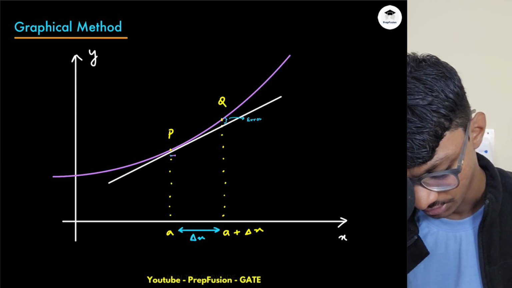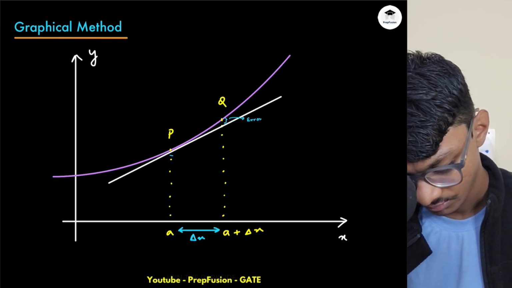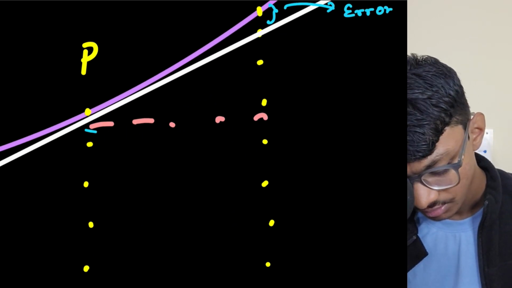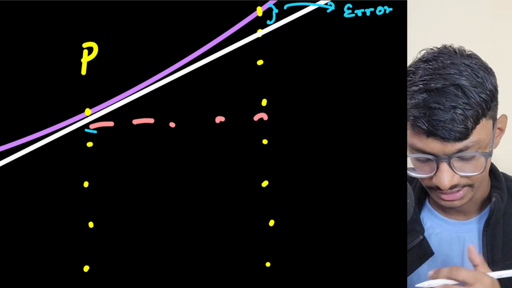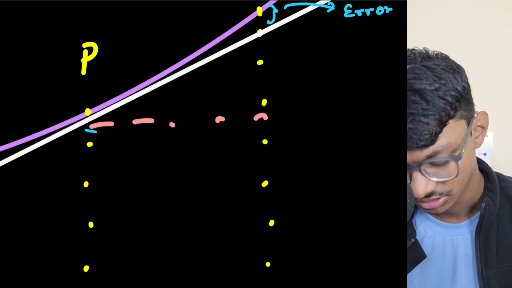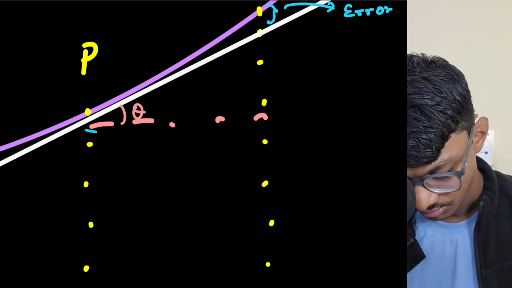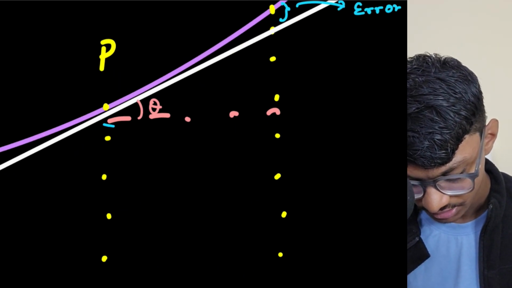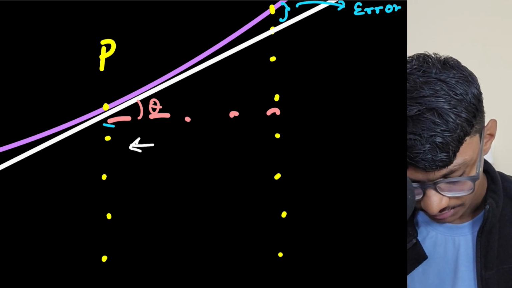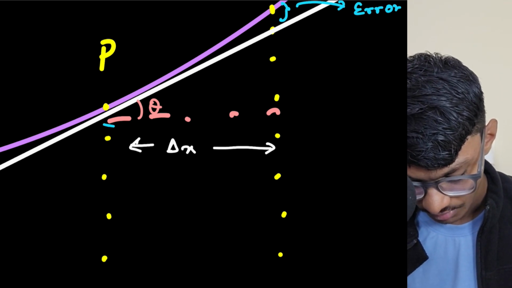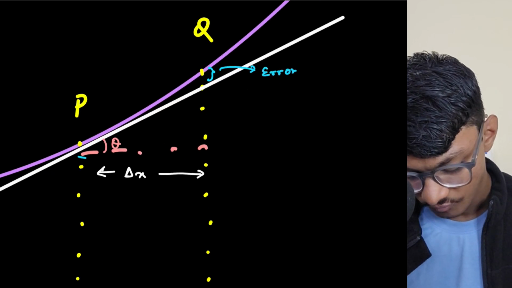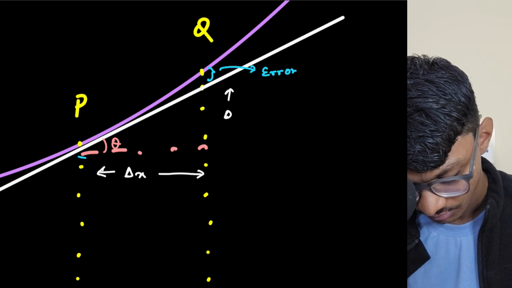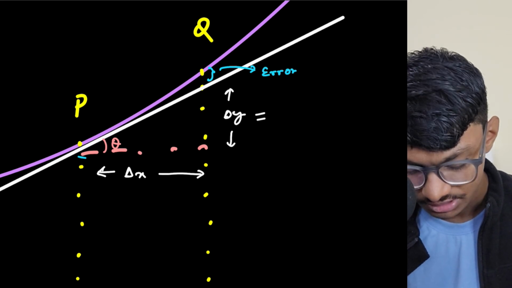let me use some other color. What is this angle? This angle is theta, right? This is the angle with the x-axis. This is just parallel to the x-axis, so this angle will be theta. And obviously I am moving how much distance? This is delta x, right? Delta x. And what is this? This is delta y.